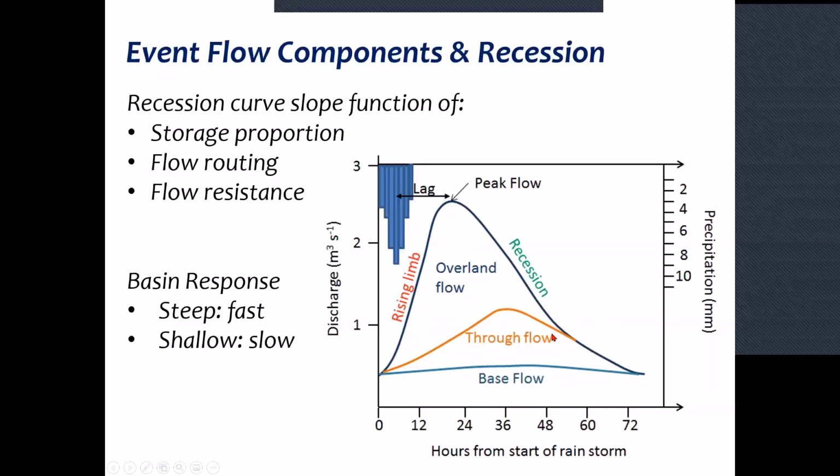Now, we can learn something about these flow pathways from looking at the recession curve. And so this is why recession curve analysis is actually quite valuable. This graph doesn't do it very well, but it illustrates that with this through flow component, where it interfaces with the overall hydrograph, there's a break in slope. You can just see it there. As I say, it's not a perfect graph at all, but anyway.